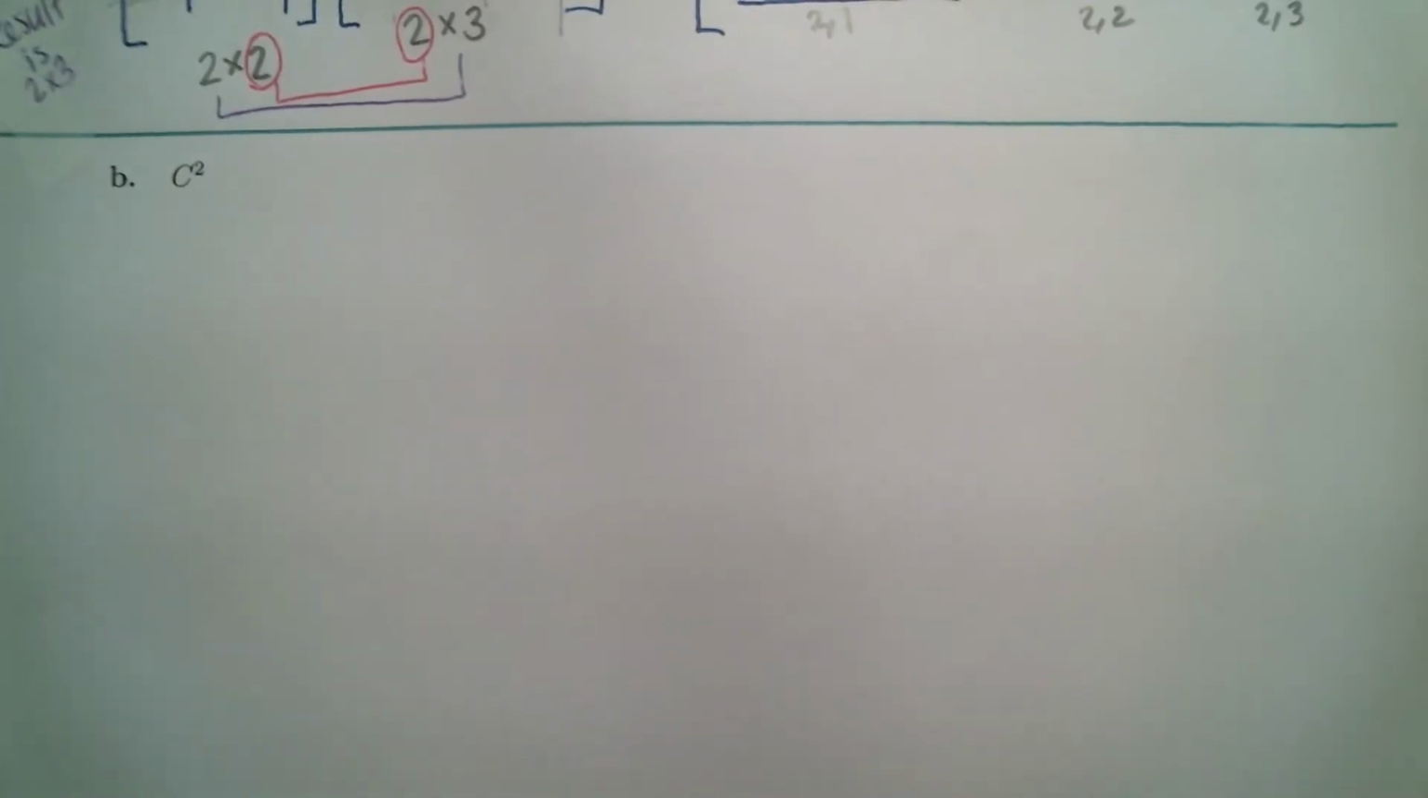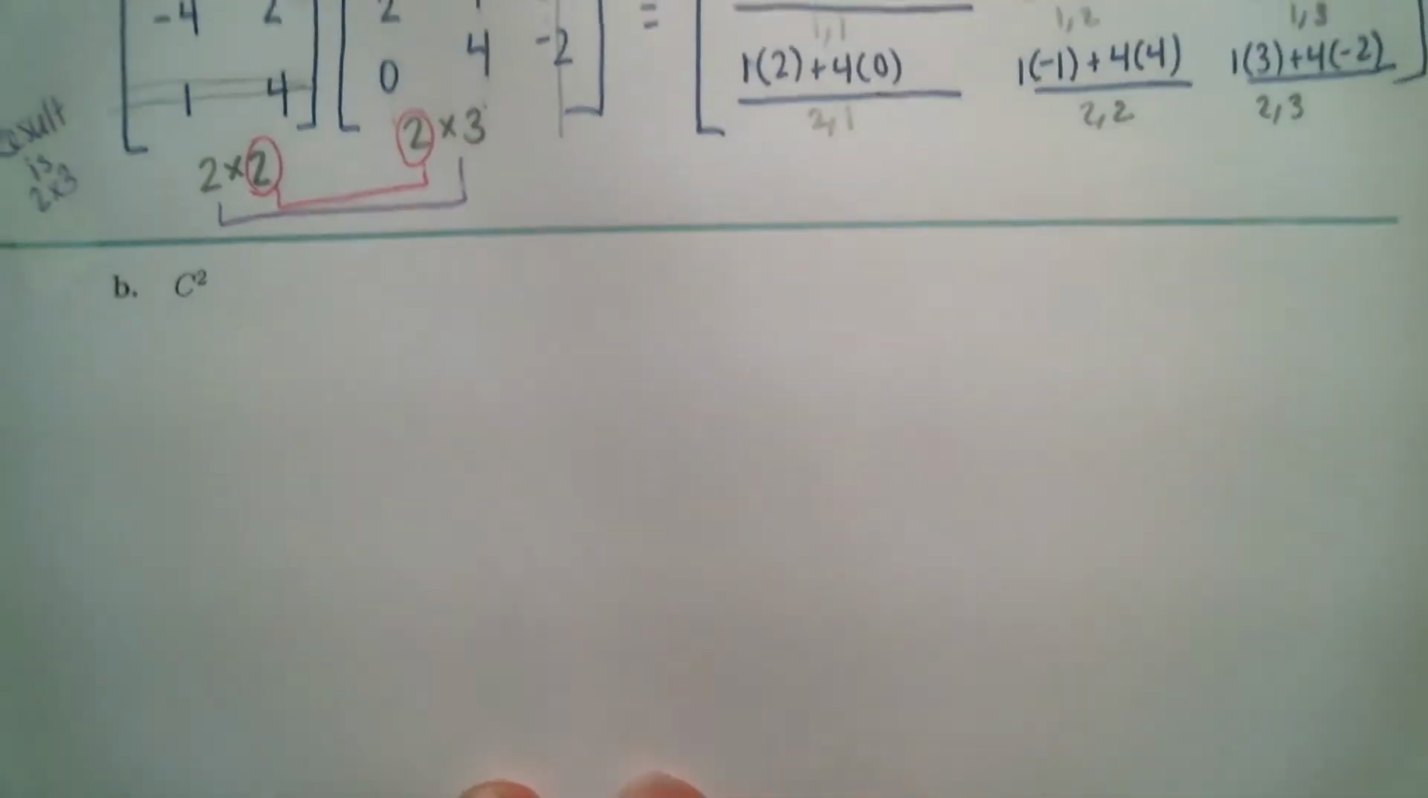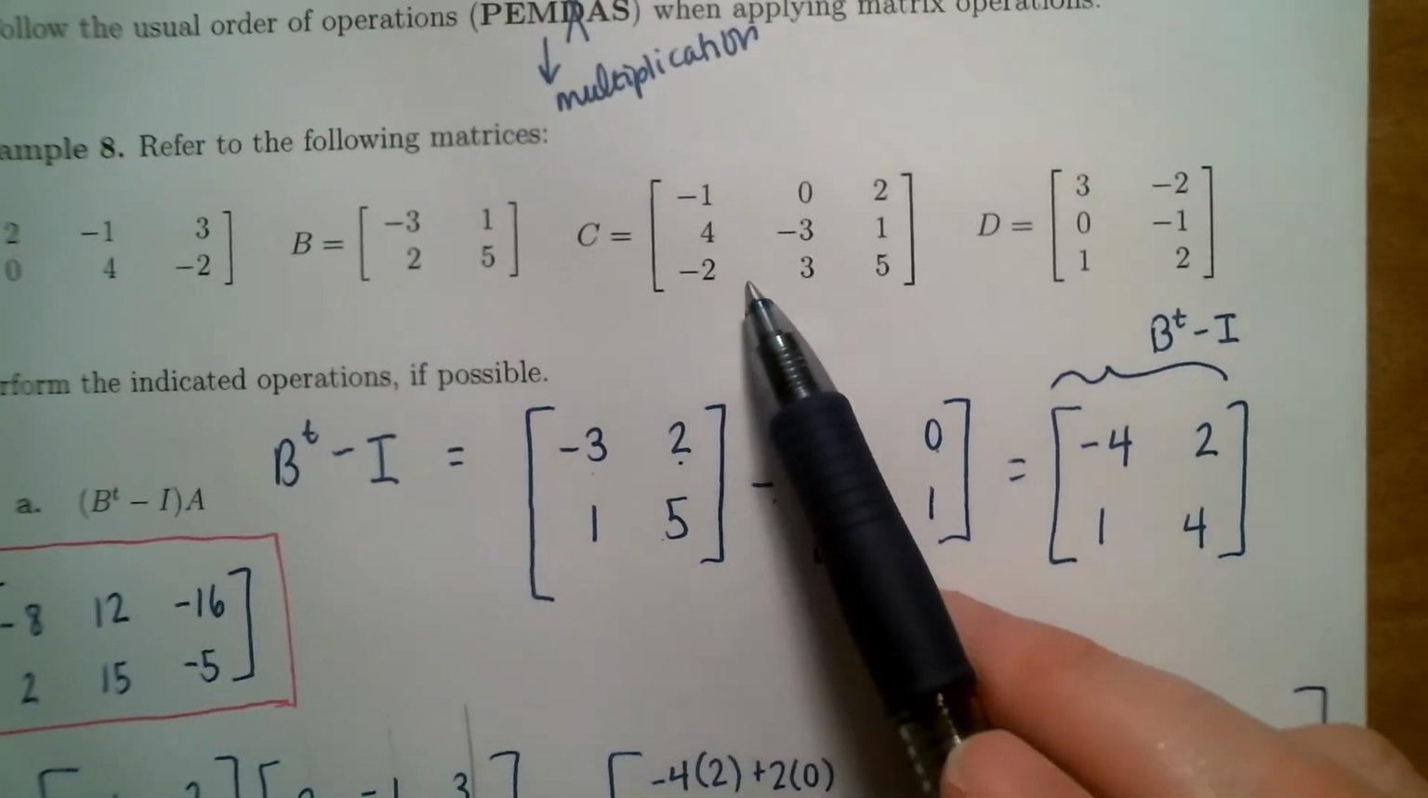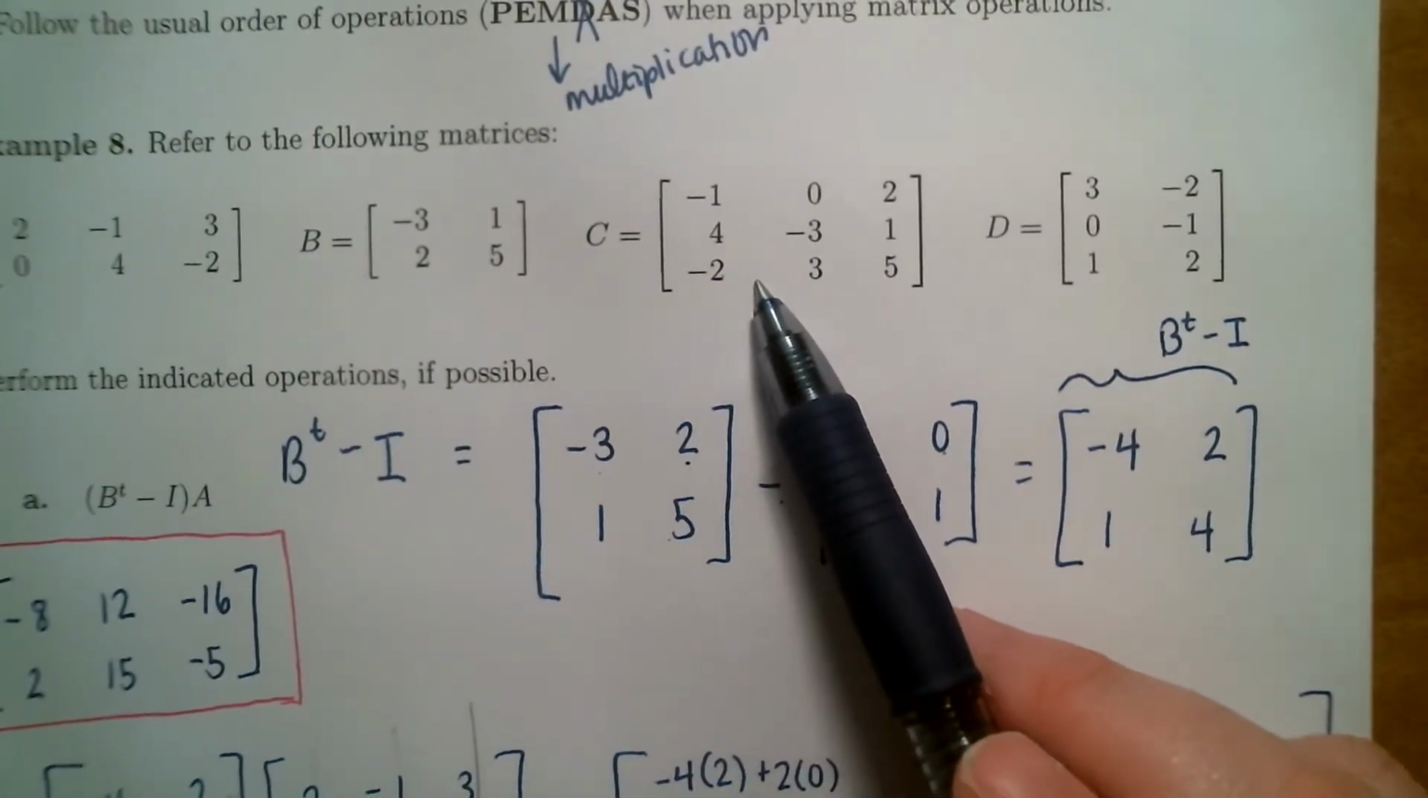In example 8b, we are going to find the matrix product C squared. Remember, if something is squared, that just means that you multiply it by itself. So we're going to go back up here and take the matrix C and multiply it by itself.